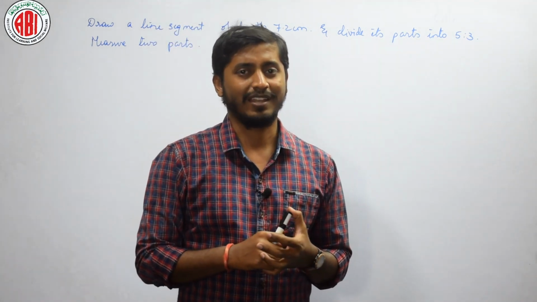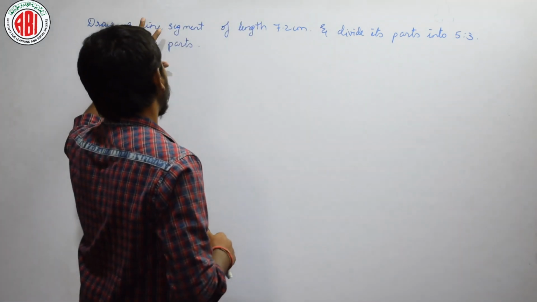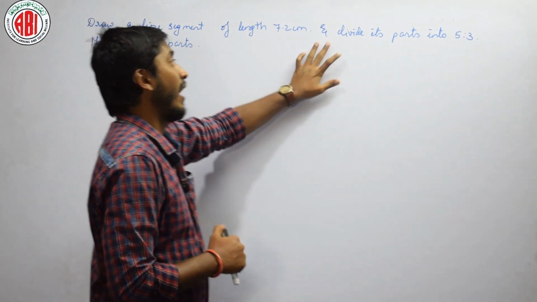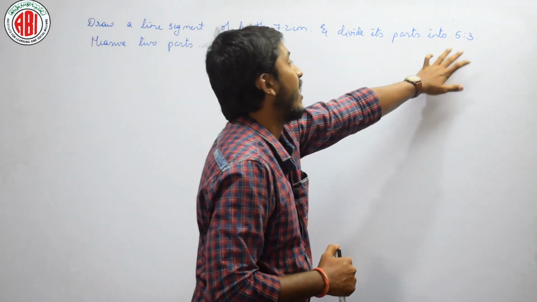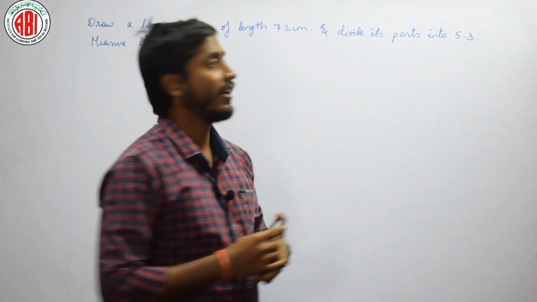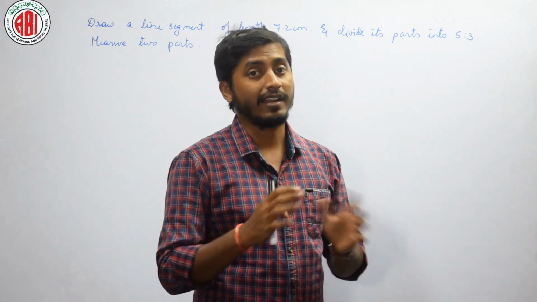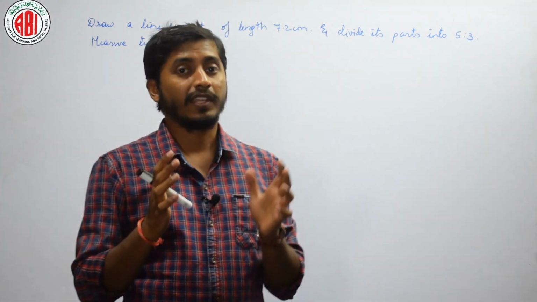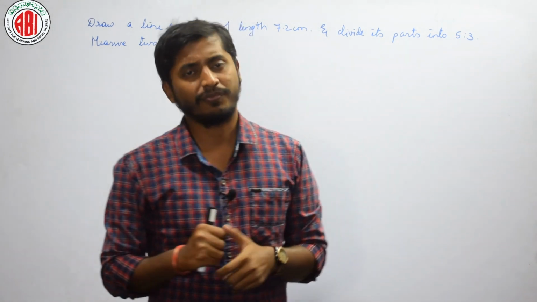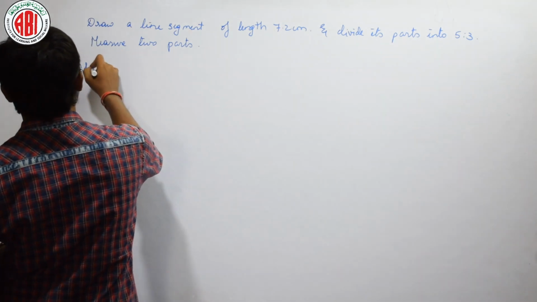Okay. Now see here, the question given here is asking us to draw a line segment of length 7.2 centimeters and divide it in the ratio 5:3, and to measure the two parts. This is a very simple question, but for this question let us write what the requirements are. What are the requirements to attempt a question from constructions? Okay, shall we do? Now see here, let us solve.